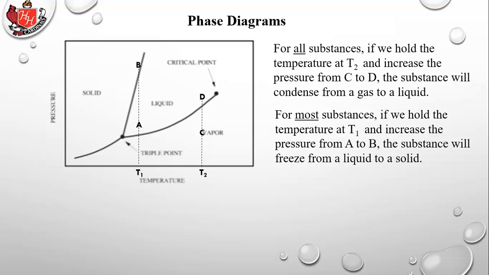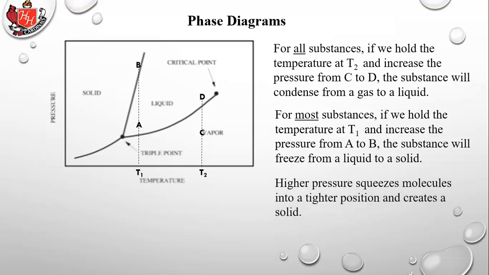And this is true for most substances. So you'll notice that line right next to where the B is sloping to the right. And that will happen for most substances. As you increase the pressure, you will turn them from a liquid, you'll squeeze the molecules tighter together, and they'll become a solid. Higher pressure squeezes molecules into a tighter position and creates a solid. That's from A to B.